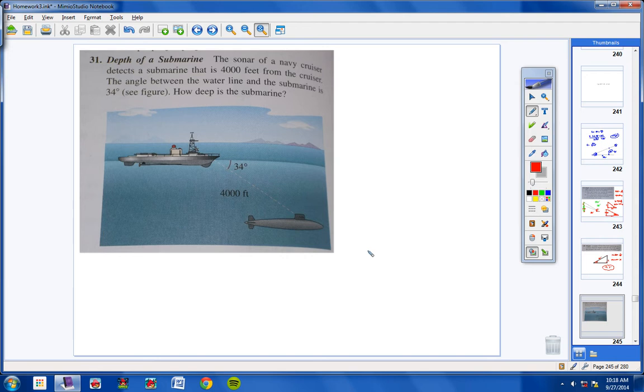Now they do give you a picture here, which is fine. I encourage you to draw your own, but here we go. The sonar of a Navy cruiser detects a submarine that's 4,000 feet from the cruiser. So here's the line. I think green shows up a little better. Let's use green. Okay, there's the line, and it's 4,000 feet away. The angle between the water line and the submarine is 34 degrees. So here's the water line, and that angle is 34 degrees. Now, how deep is the submarine? Students, please listen carefully. You are more than welcome to draw your right triangle like this.